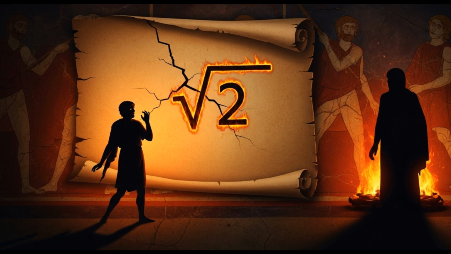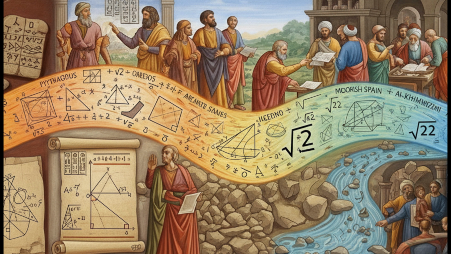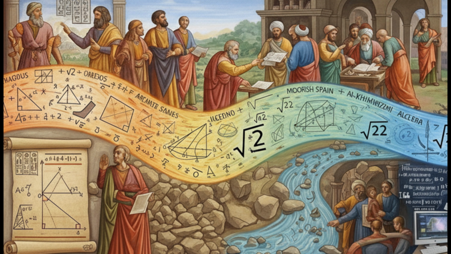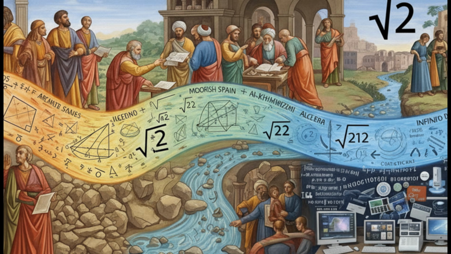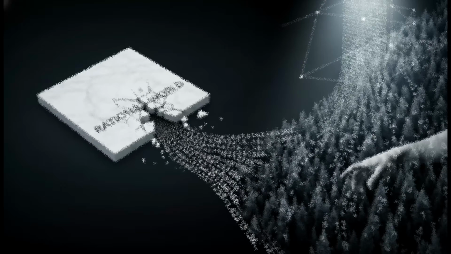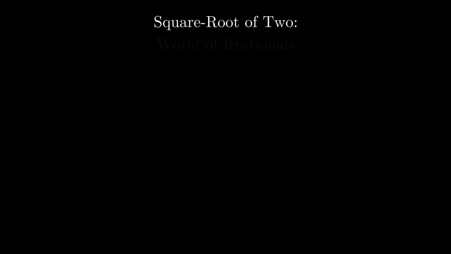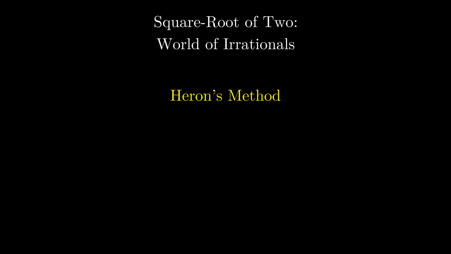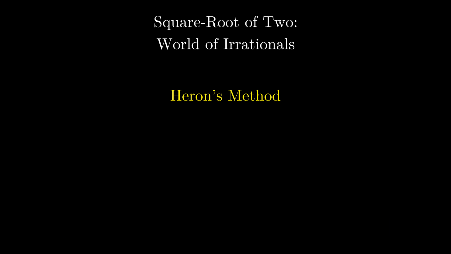For thousands of years, we knew this number existed, but its true nature as an irrational number, a number that cannot be written as a simple fraction, wasn't firmly understood until the 19th century. In the ancient world, without this concept, mathematicians could only try to pinpoint its location on the number line through increasingly clever approximations. So, how did they do it? In this video, we'll explore one of the oldest and most elegant methods for calculating the square root of 2.